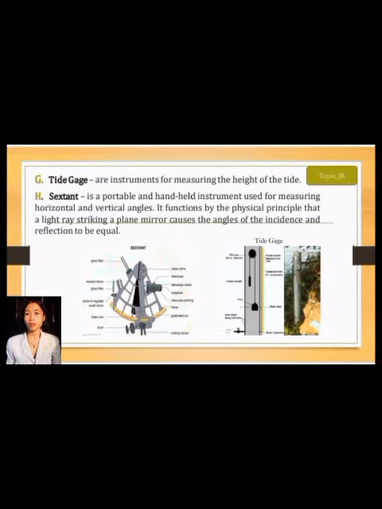And the last equipment for hydrography is the sextant. It is a portable and handheld instrument used for measuring horizontal and vertical angles. It functions by the physical principle that a light ray striking a plane mirror causes the angle of incidence and reflection to be equal. And as you can see, there is a small telescope, and you should adjust the movable arm until the correct reflections of the objects being sighted appear in the mirrors. And after that, you can have the measurement of these objects.